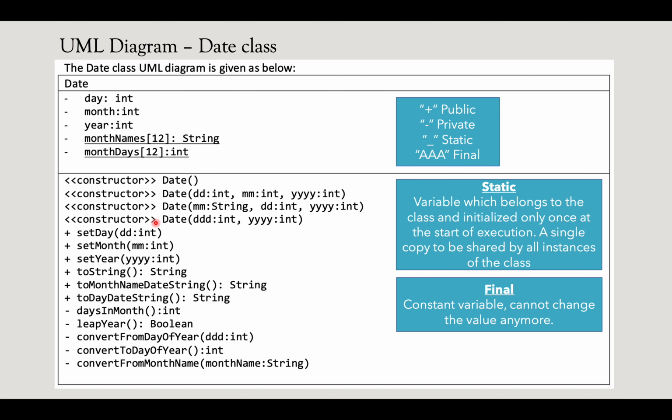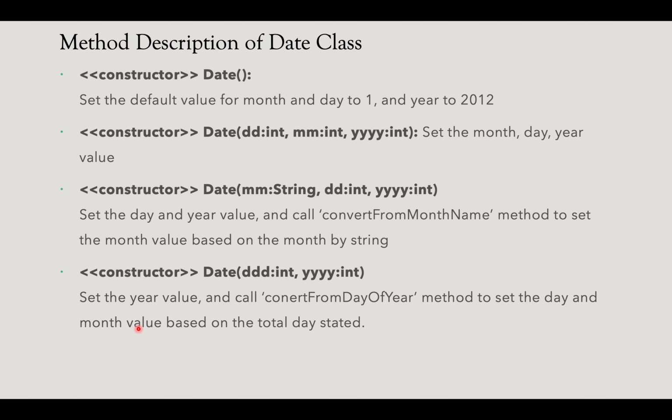All right, so we will have 3 set methods: set day, set month, and also set year. And this is the toString method. And then we have toMonthNameDateString and toDayDateString. So we have daysInMonth, leap year. Okay, you will convert from day of the year, convert to day of the year, and also you convert from the month's name. Okay, so we will look at what all these toString methods are going to do in the next slide. We'll have the description of each method. Okay, let me look at that.